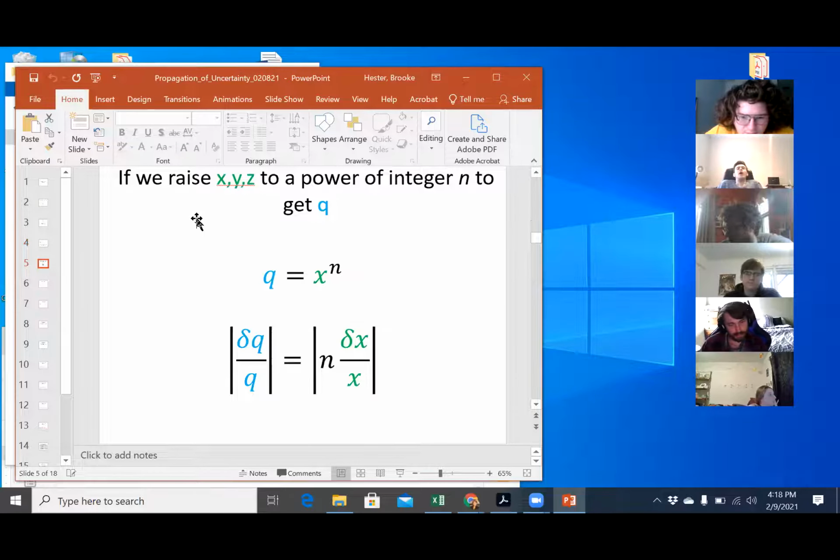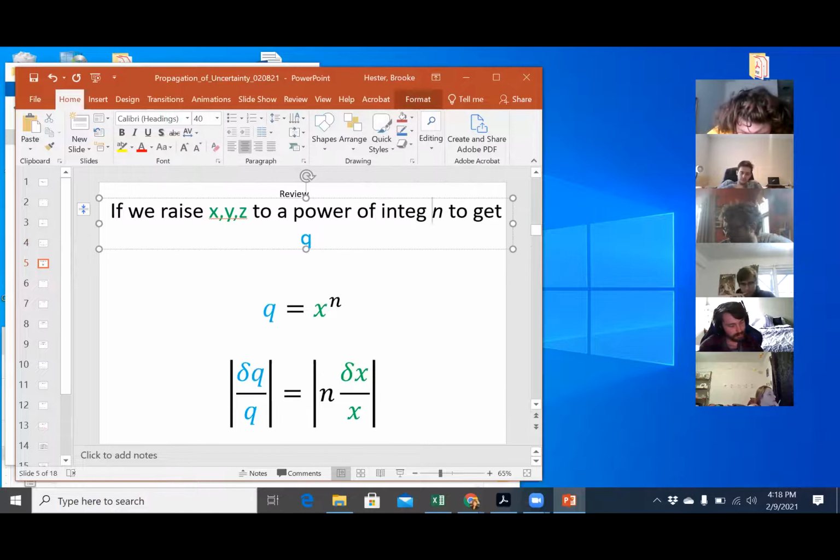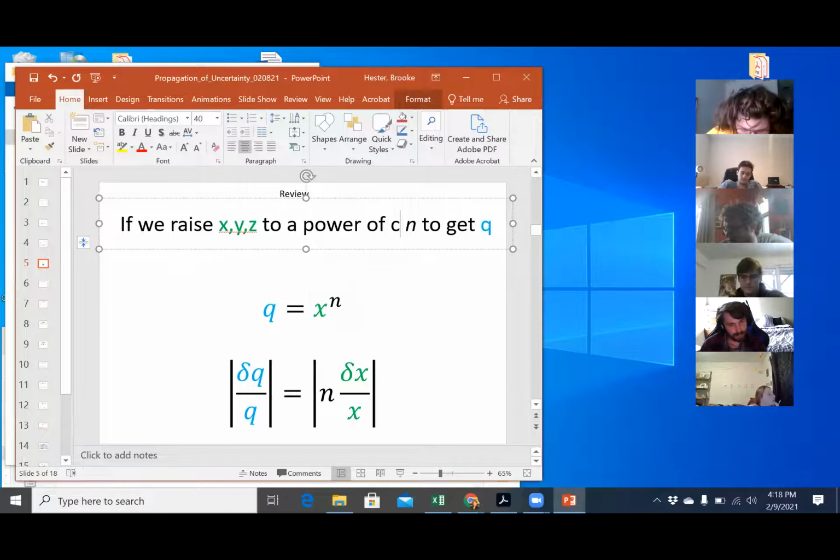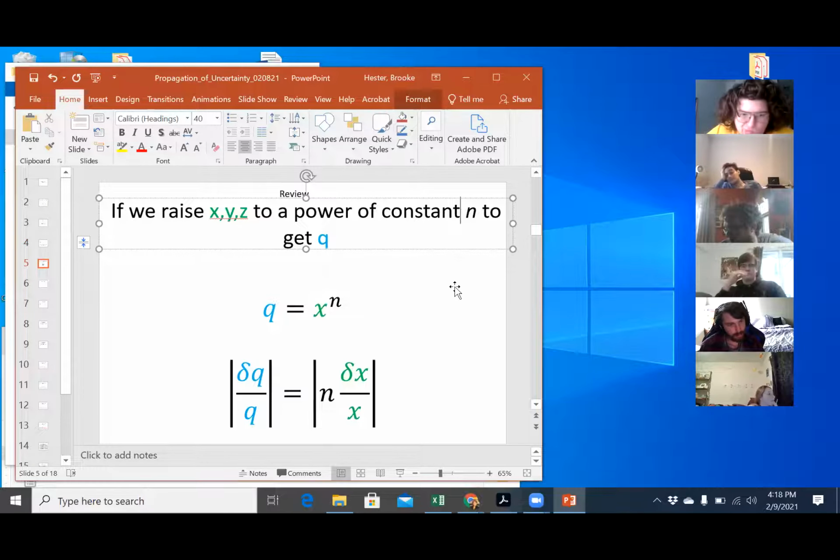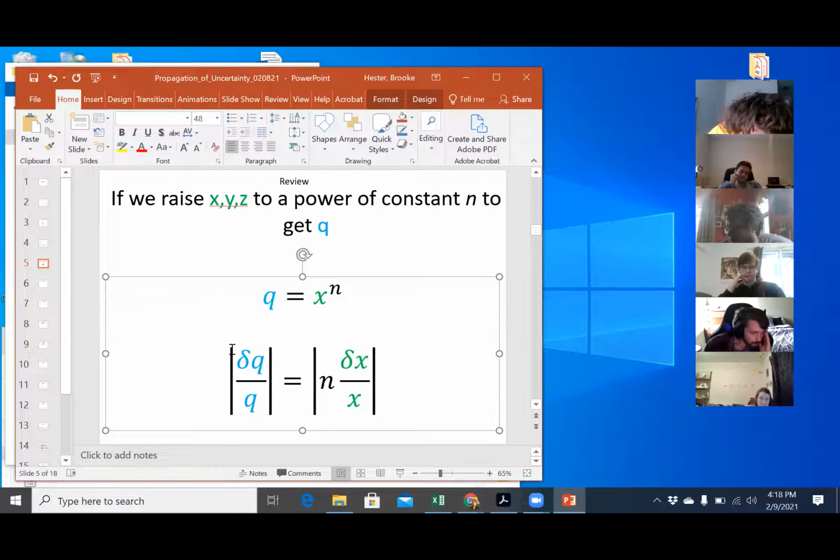We did this one too, I think. If we measure x, y, and z, and we raise x or y or z to a constant n to get q, then again, we think of fractional uncertainties, but the fractional uncertainty of the final q is equal to the fractional uncertainty of the measured quantity times that constant, in absolute value.